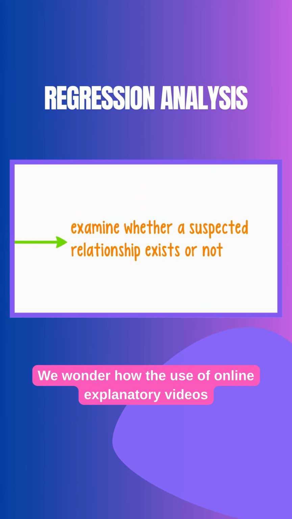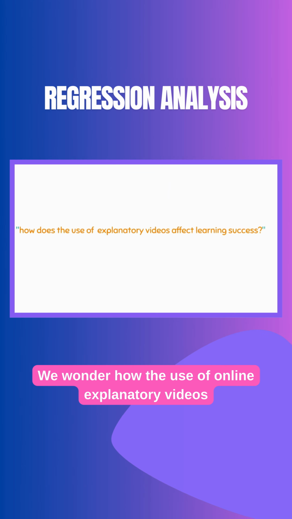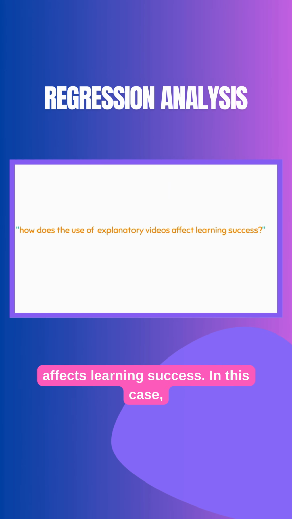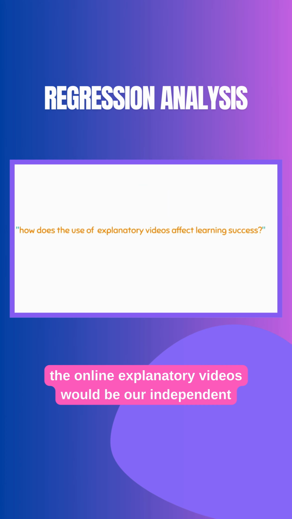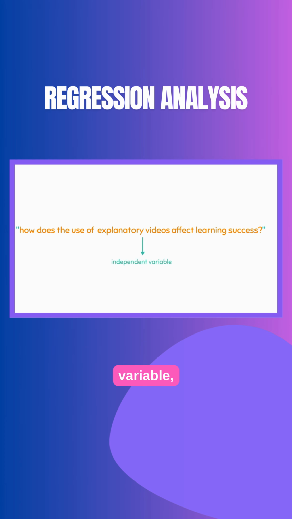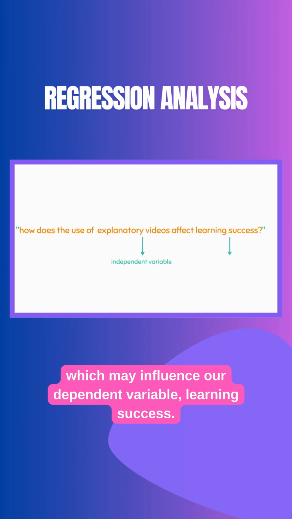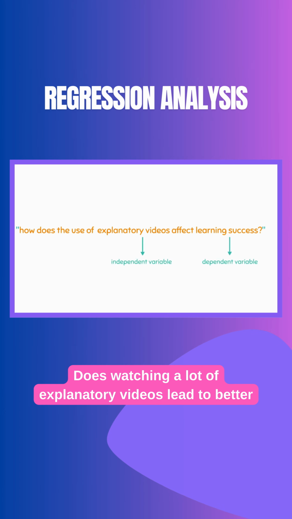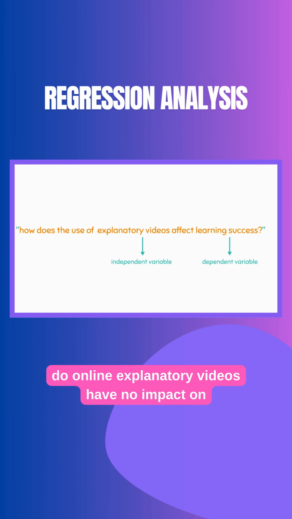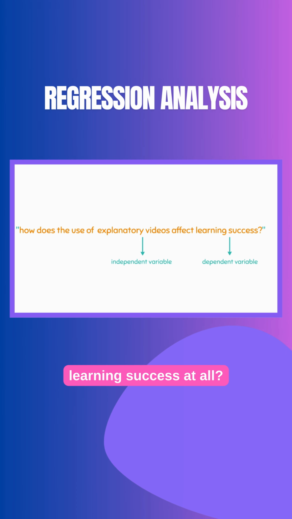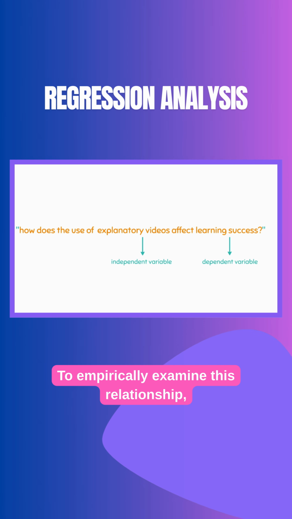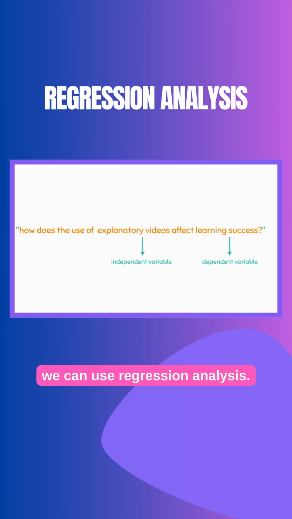Here's a small example. We wonder how the use of online explanatory videos affects learning success. In this case, the online explanatory videos would be our independent variable, which may influence our dependent variable, learning success. Does watching a lot of explanatory videos lead to better grades, or do online explanatory videos have no impact on learning success at all? To empirically examine this relationship, we can use regression analysis.